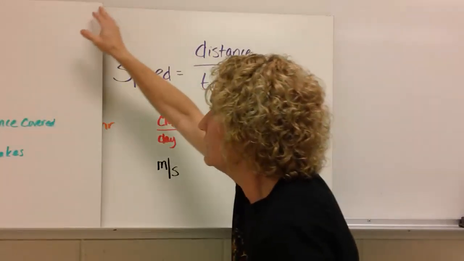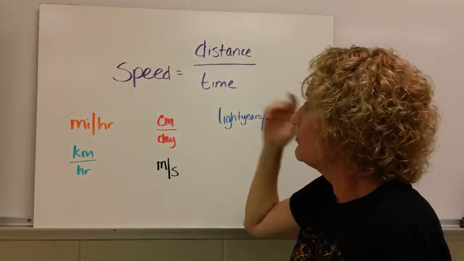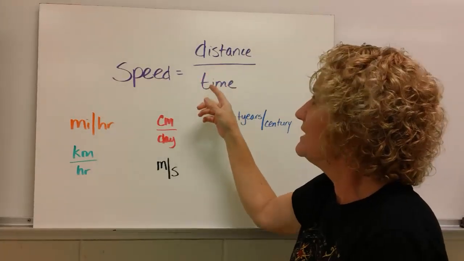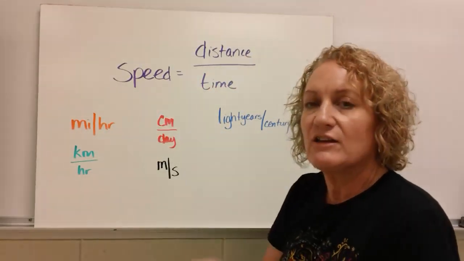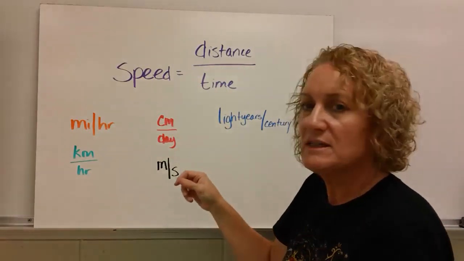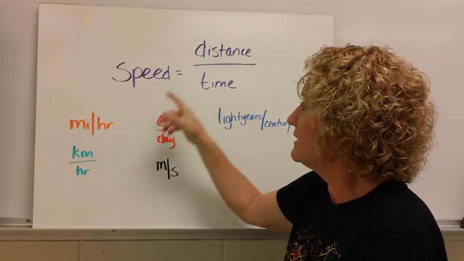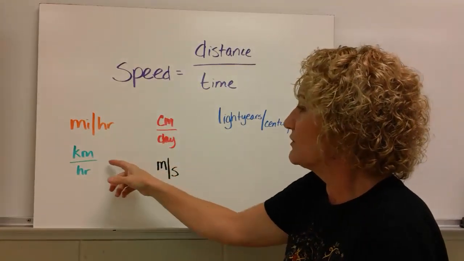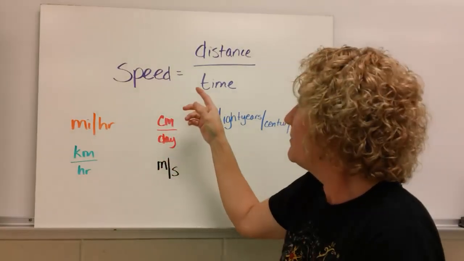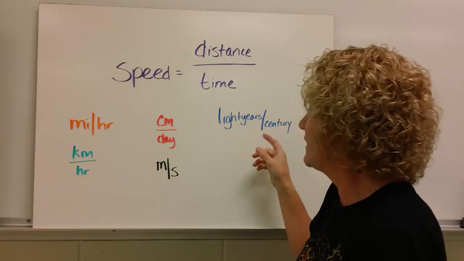So let's talk a little bit about speed. Speed is a mathematical relationship. It's actually distance divided by time. Yes, you push that division key on your calculator to do this. Speed is distance divided by time. So what kind of units is it measured in? Well, any units that are distance, like miles, centimeters, meters, kilometers, and divided by any units that are time, like hours, days, seconds, or centuries.